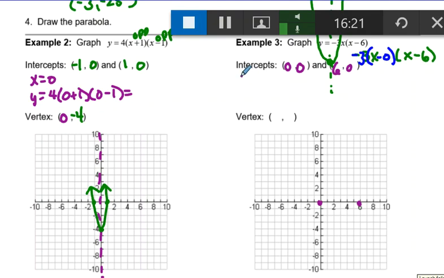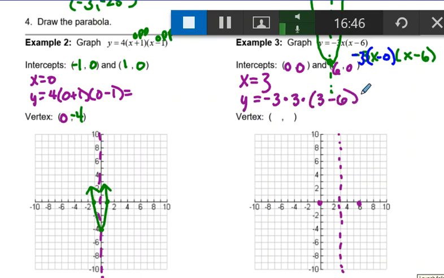And then you guys found your axis of symmetry halfway between there, which was right here. So what number was that? 3, good. x equals 3, and then you plugged it back in here. So you can plug it into the original or the one where we changed it to x minus 0. It doesn't really matter. -3 times 3 times (3 minus 6). What did you guys get from that?